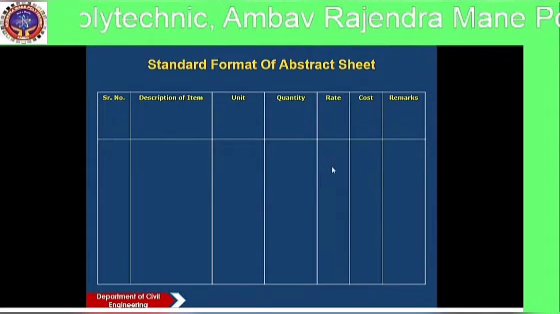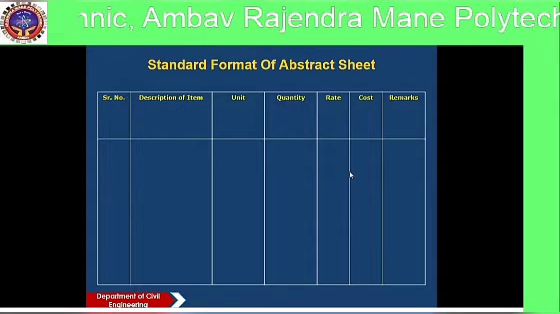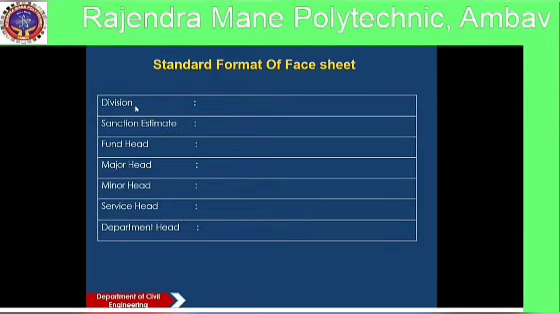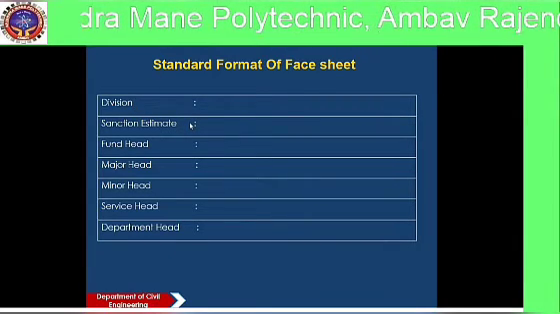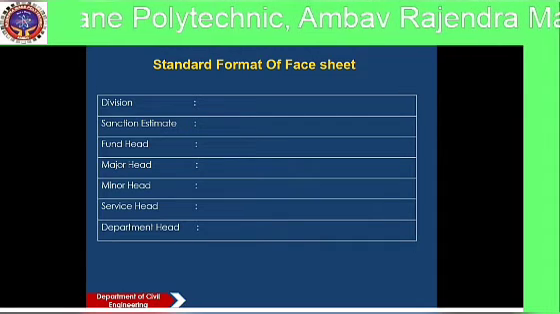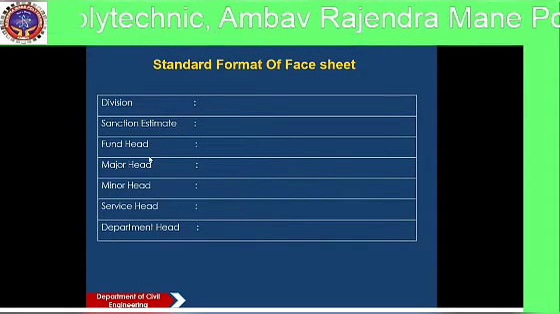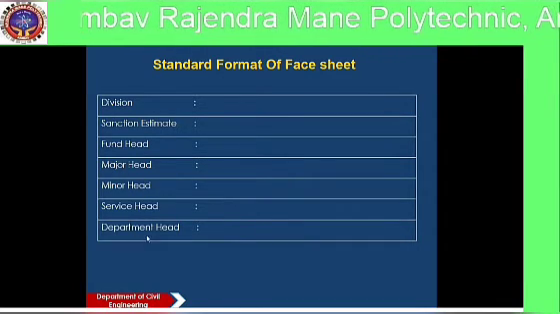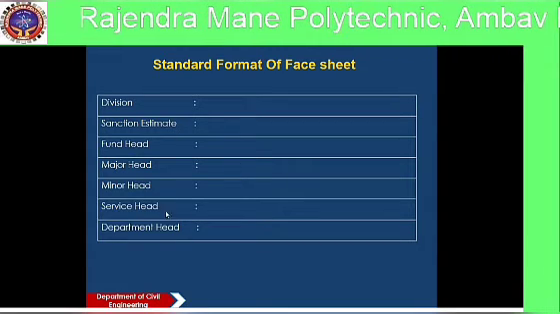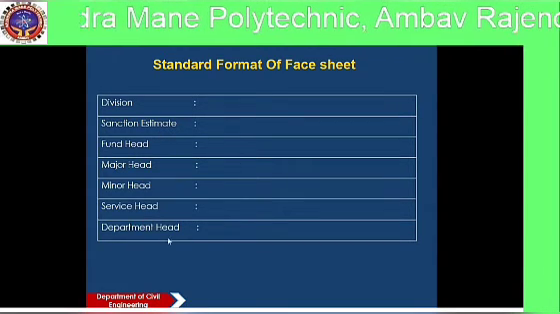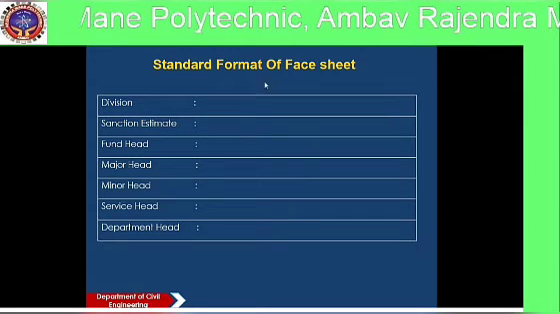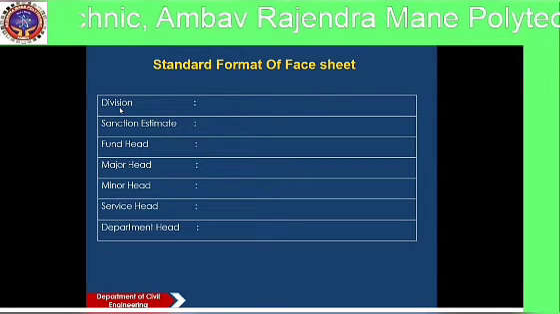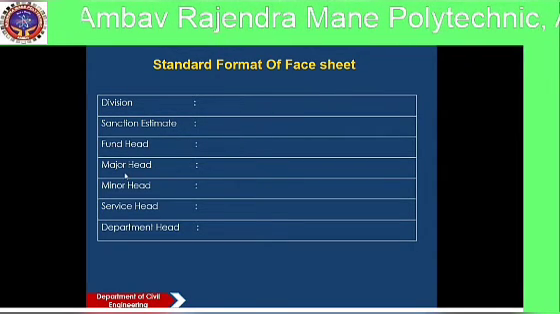Then the next format is the standard format of face sheet. Here it is the face sheet of a project report or estimate report. Estimate, division, sanction estimate, fund head, major head, minor heads, service heads and department head. So these are some heads which are used in the standard format of face sheet, which includes division, sanction estimate, fund head, major head, minor head, service head and department head.